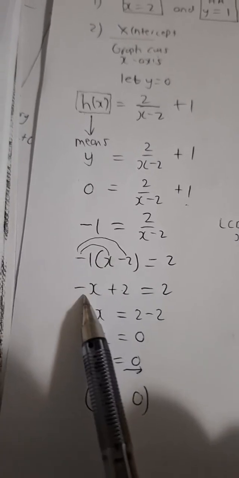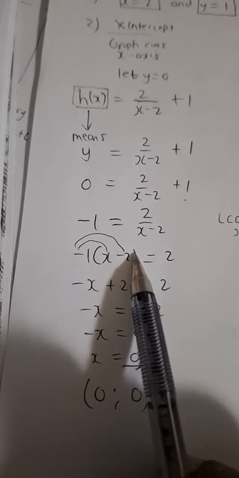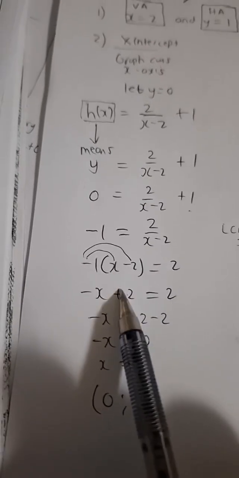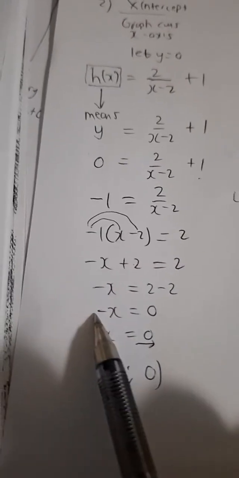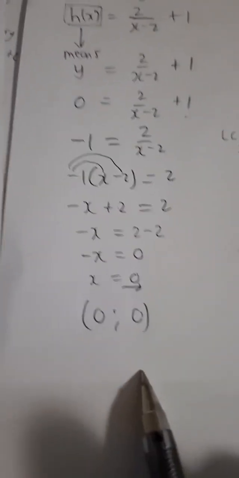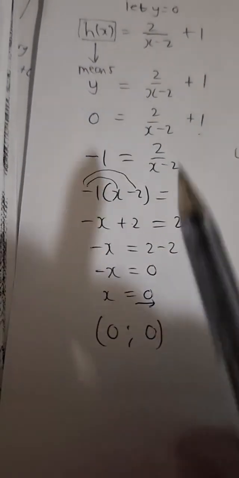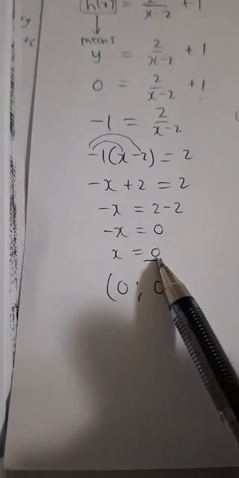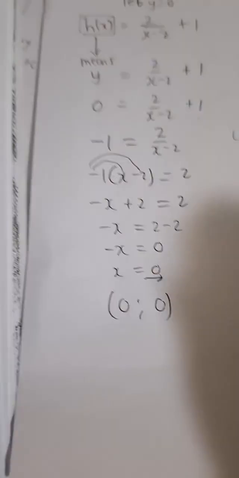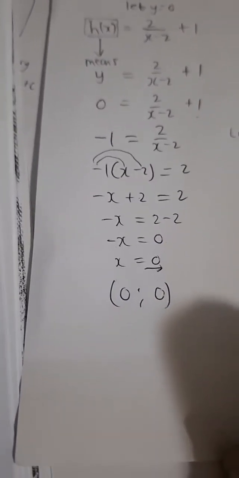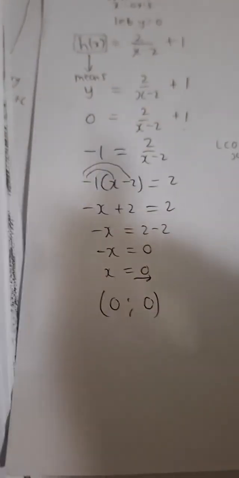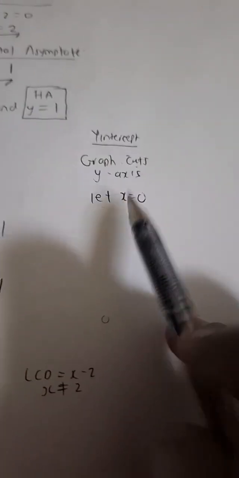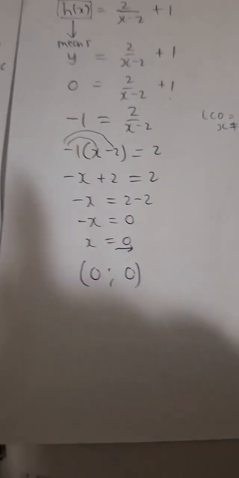Negative 1 times x, negative x. Negative 1 times negative 2, positive 2. Transpose the 2, we get 2 minus 2, so negative x is equal to 0. There we have it. So when y is equal to 0, x is equal to 0. What are we then expecting when we find the y-intercept? Already from this answer, we can see what will be the result.